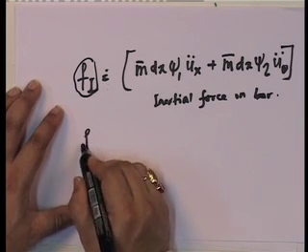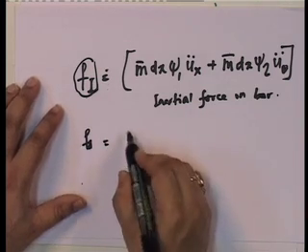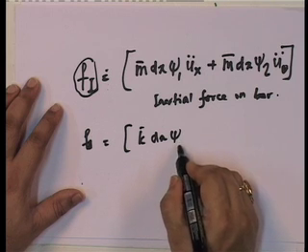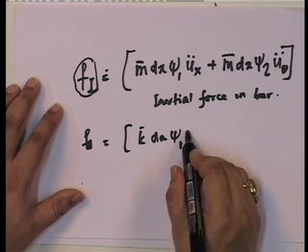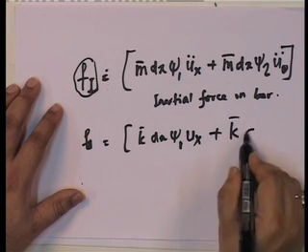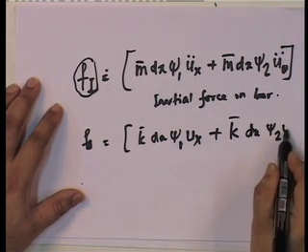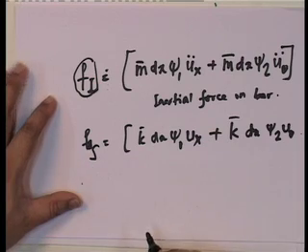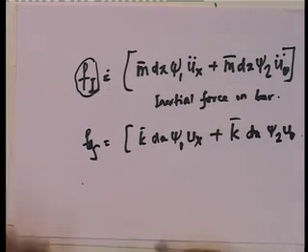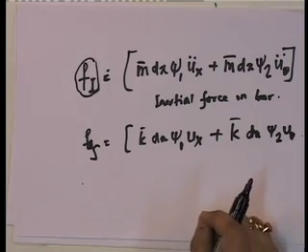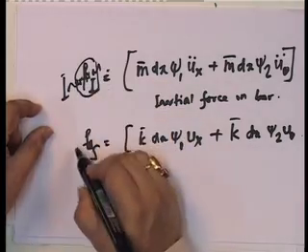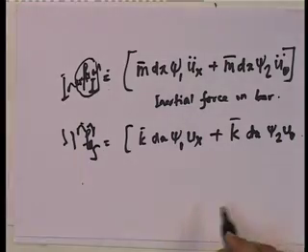Similarly, the resistance force is going to be equal to k bar dx xi 1 u x plus k bar dx xi 2 u theta. Okay. So, that is my F s. Okay. So, over an infinitesimal element, these are the forces, the inertial force and the spring force over an infinitesimal length. Okay. So, now what are we trying to find out?